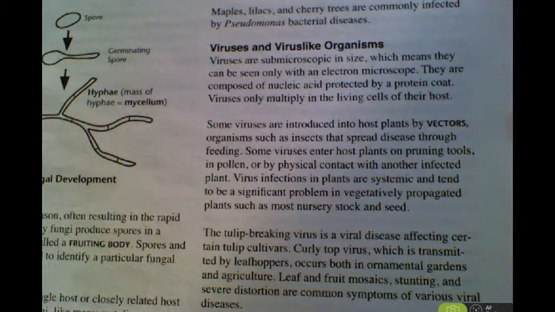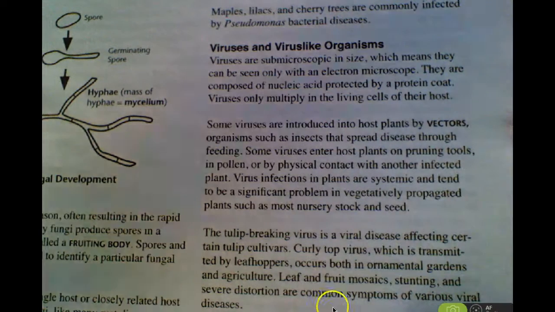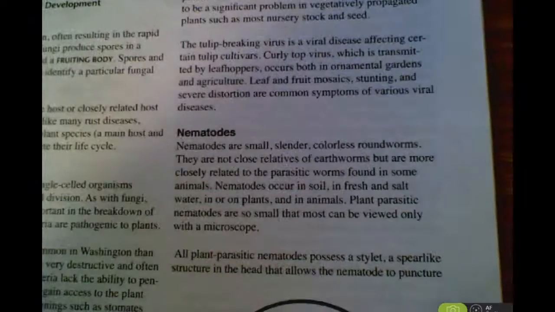And actually in very old world Europe, in the Netherlands and that area, they used tulip bulbs for their monetary system. They were worth so much that people would actually use the bulbs for trading. So we can see leaf and fruit mosaic, stunting, and distortion come along with the viral diseases.